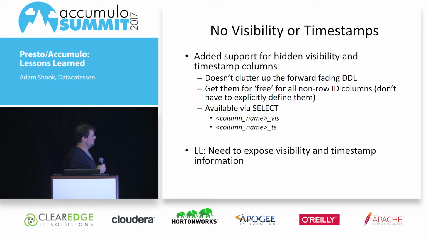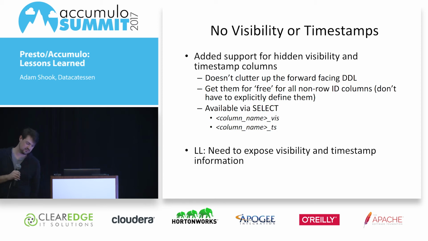But what they do have in Presto is you can tag a column as hidden. So what we did was add these hidden visibility and timestamp columns. So you don't have to define them explicitly. You get them free for all these non-row ID columns, and you can just select them directly. So for every single column name, you just tack on _vis for visibility and _ts, and you're able to now pull that information out through the SQL API. So we had to expose this there.